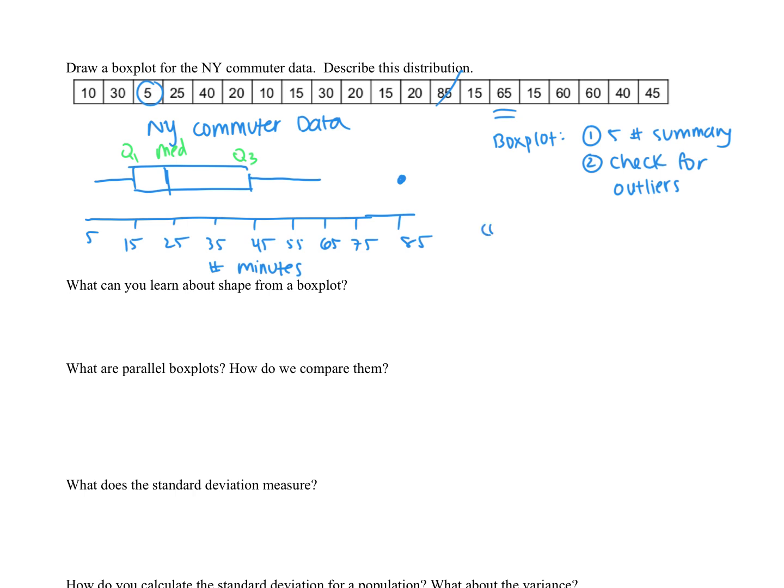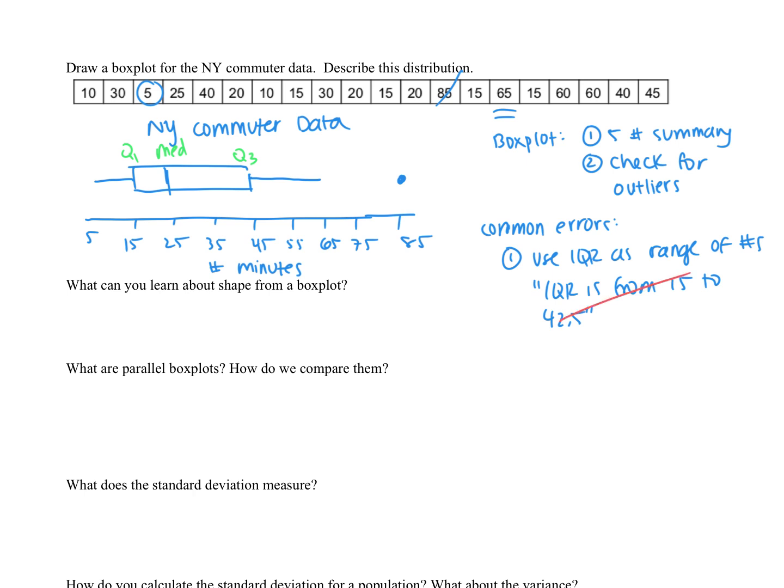Okay, 2 common errors. The first one is when people use IQR as a range of numbers. So people will say something like the IQR is from 15 to 42.5. That's not true. IQR is a single number. It's not a range of numbers. So the correction would be the IQR is 27.5. It's one number. That's it.